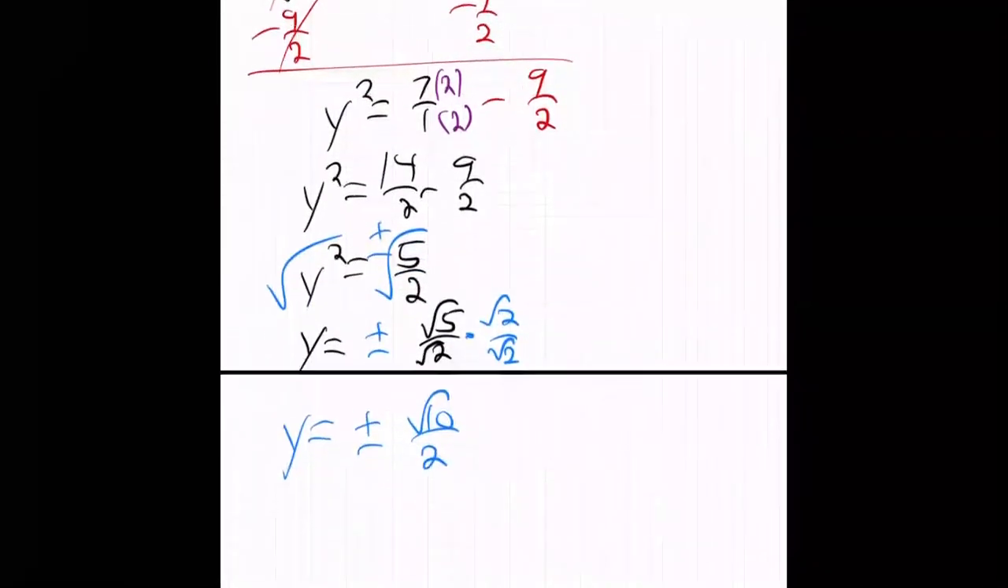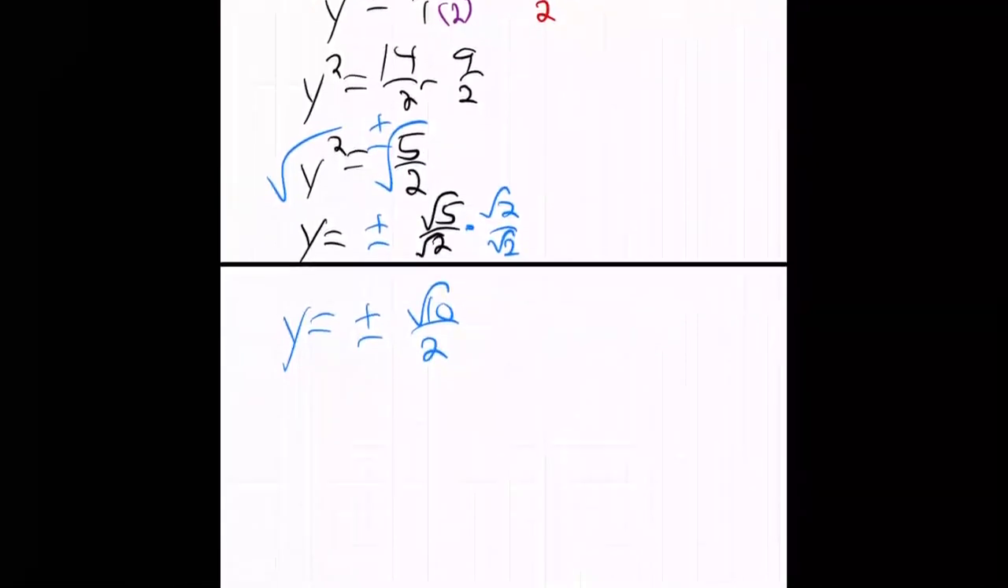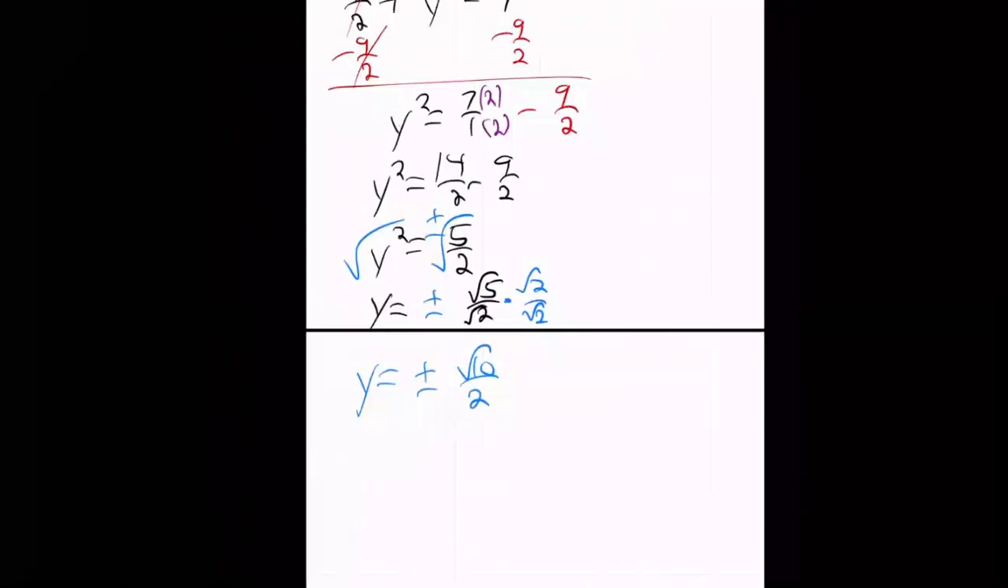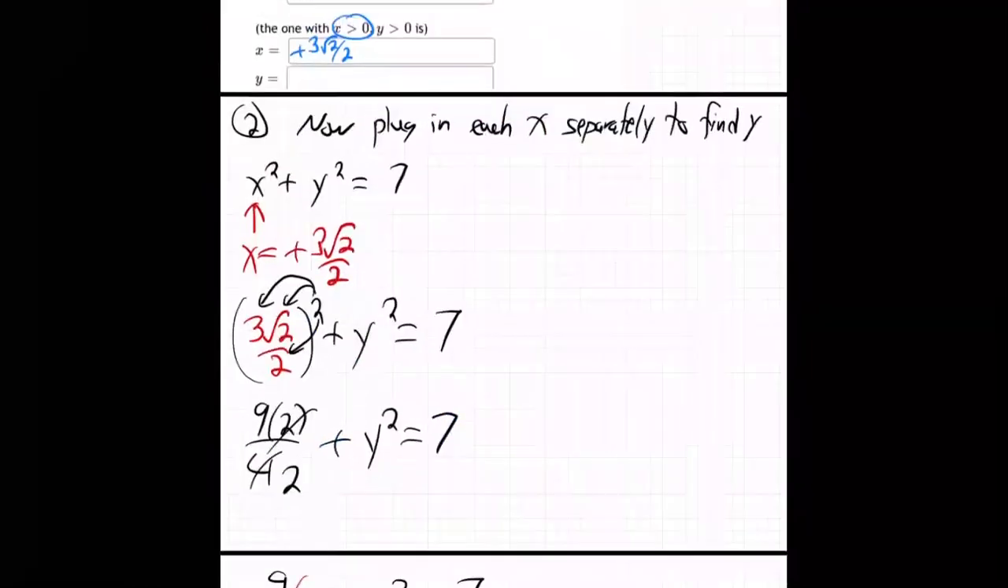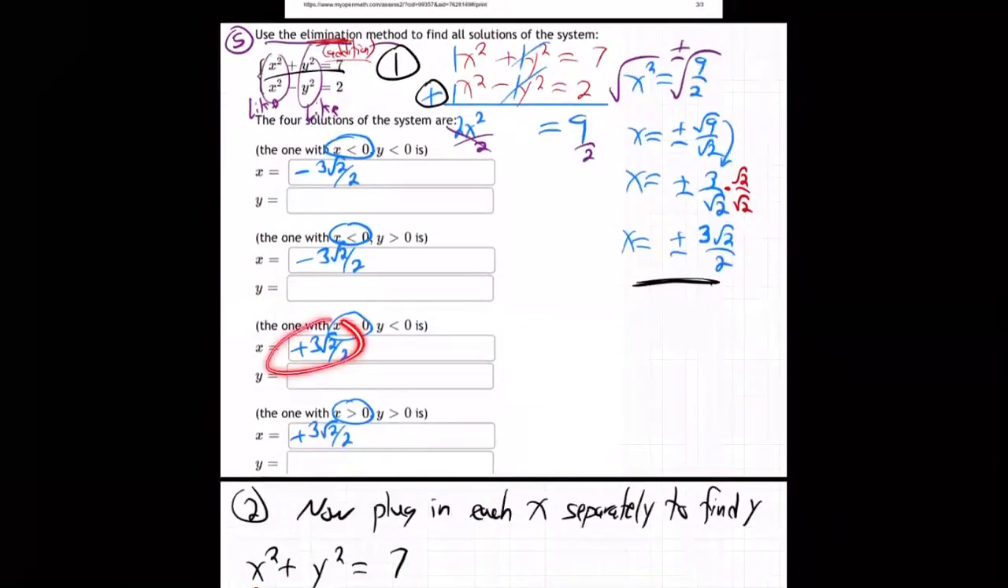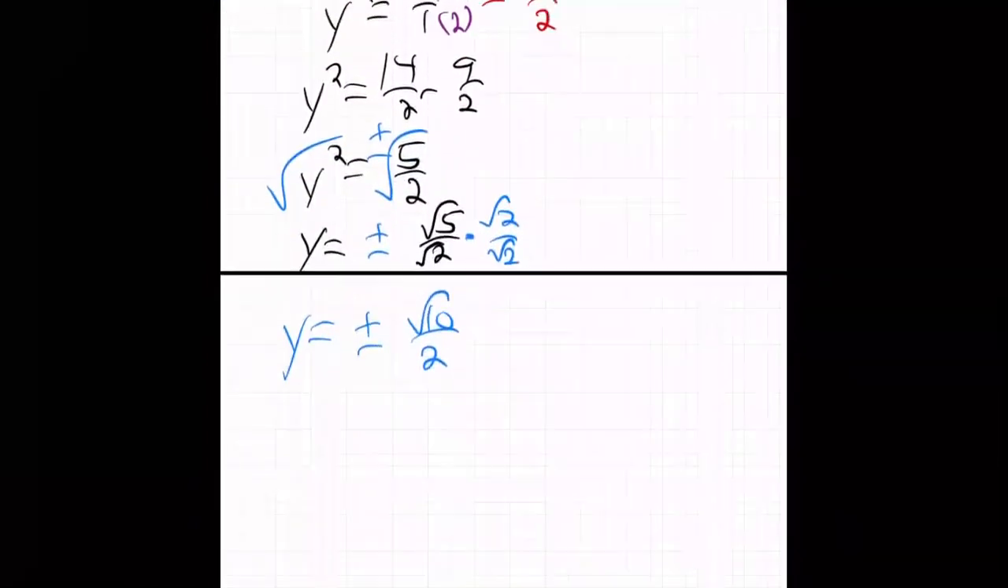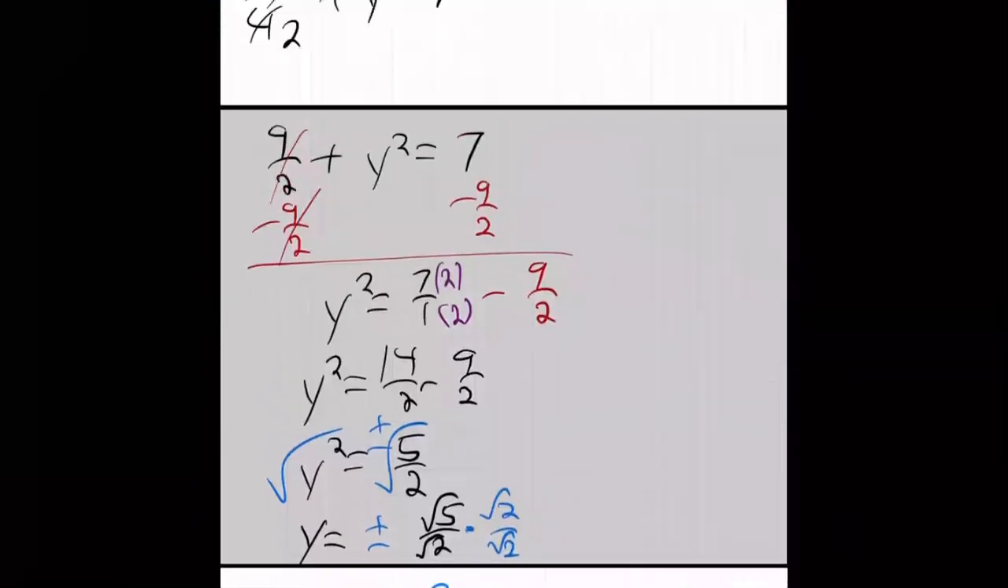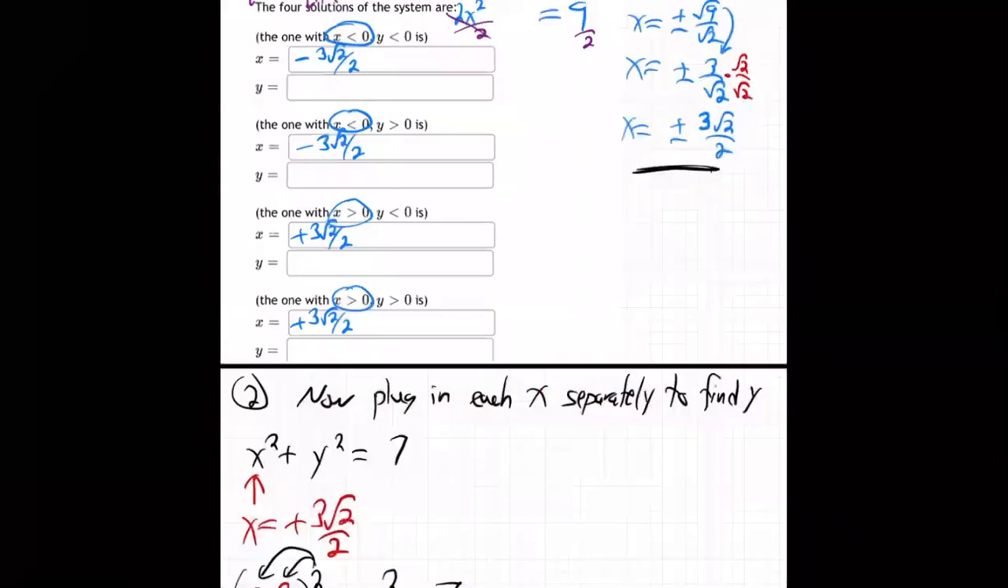Right? Plus or minus root 10 over 2. Okay. All of that came from what? Where did that come from? Let's trace it back here. It all came from plugging in x is plus, just the plus, 3 square root of 2 over 2. So just the x plus one led to those 2 different y answers, which are what? Plus or minus root 10 over 2. So plus root 10 over 2.